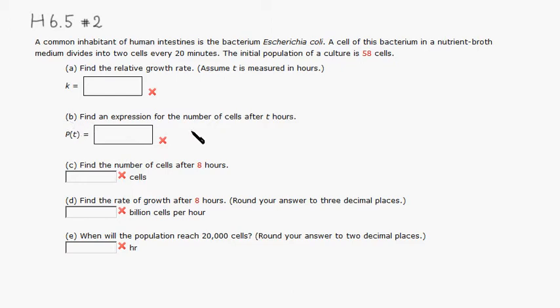So P of t, the population of this bacteria, is equal to the initial population, which is 58 cells, so it's a 58. And it doubles every 20 minutes, so it's 3 times per hour, so it's a 3t, right? So that would be the function. Let's type it in.